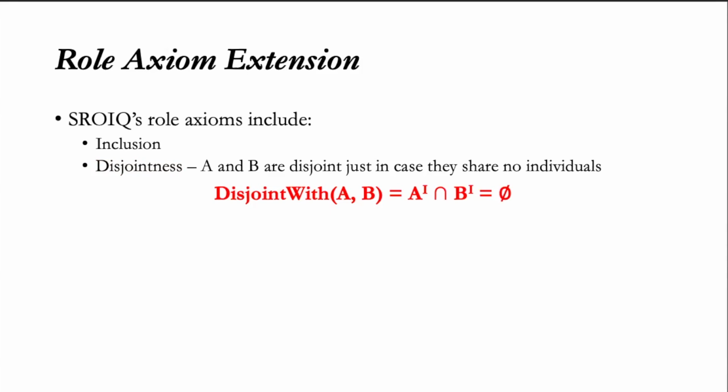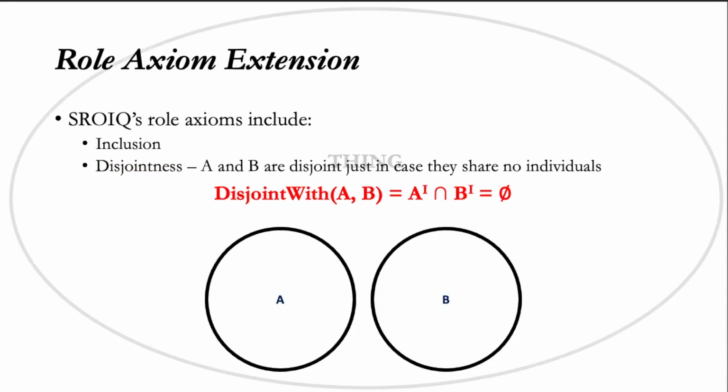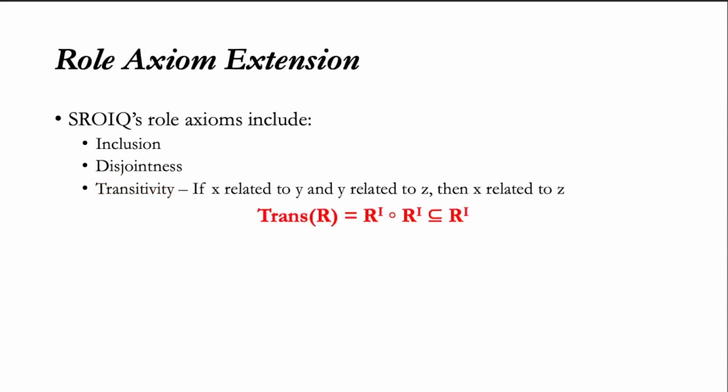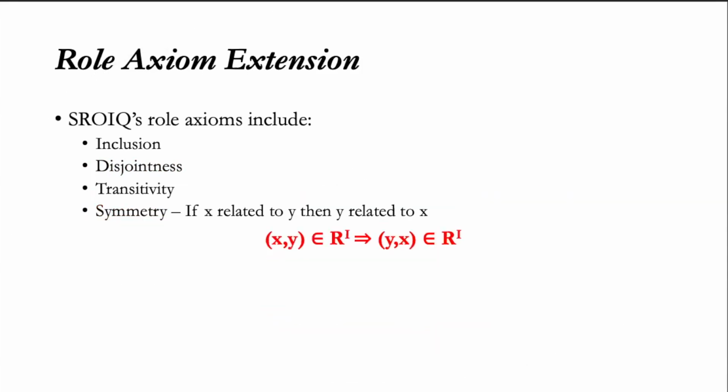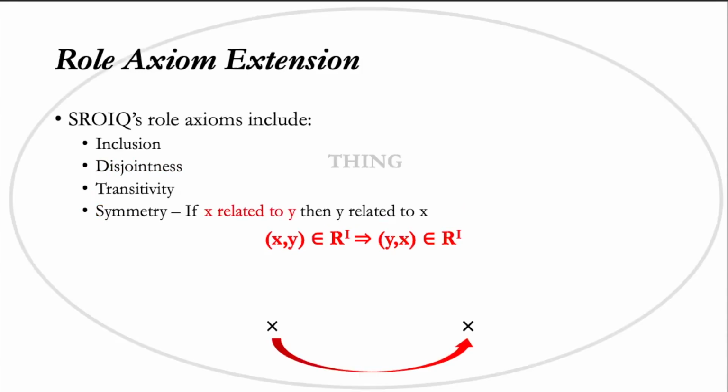A and B are disjoint just in case they share nothing in common. Easy peasy. Look at that. There they are. This is familiar, right? Transitivity: if X is related to Y, and Y is related to Z, then X is related to Z. Just like that. Boom. Symmetry: X is related to Y, Y is related to X. I wish love worked like this, but you know, whatever.